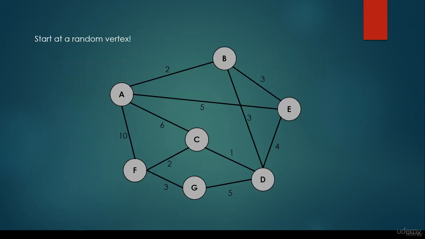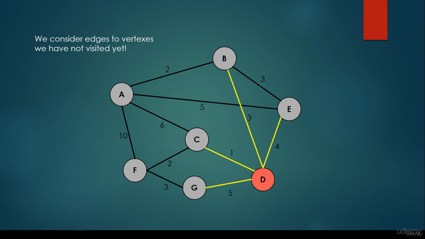So let's consider this graph again. We start at a random vertex, for example the vertex D, and we consider all its neighbors, so basically all the edges. Because we haven't visited G, C, B, or E, these edges are going to be pushed to the heap. So we will have the edge DG, which means the starting vertex is D, the target vertex is G, and the edge weight is 5. We have DC 1. What does it mean? That the starting vertex is D, the target vertex is C, and the edge weight is 1. Then we have the edges from D to B and from D to E.